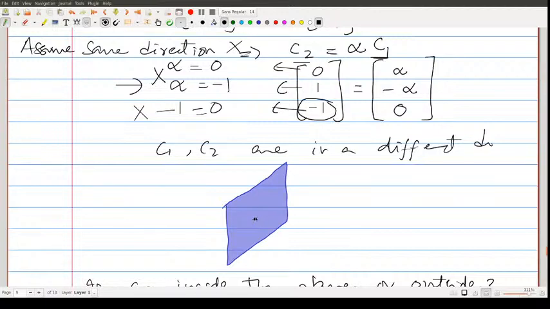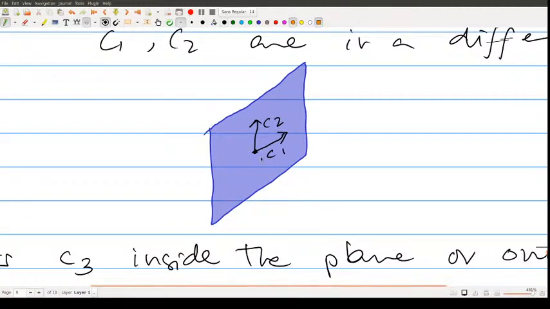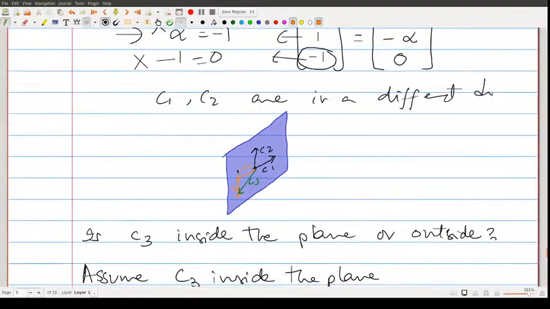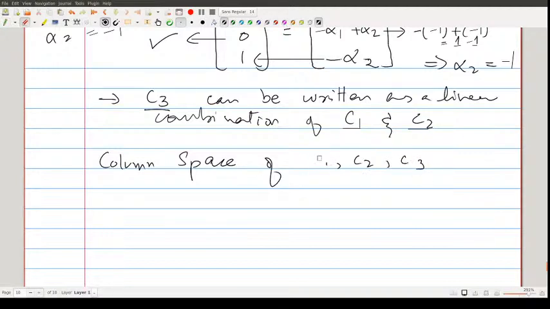There is some combination. So let's draw a picture. This was C1 and this was C2, right? Let's zoom into this picture. This was C1 and this was C2, and what I got is that I take minus times this vector, and I take minus times this vector, and add them together, I get this vector, which is C3. Their combination gives me C3. This was minus C1, this was minus C2. And C3 tells me that C3 is inside the plane. And so what does that tell me? It tells me that the column space of matrix A gives a plane.